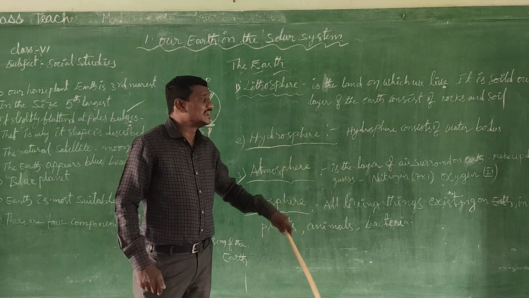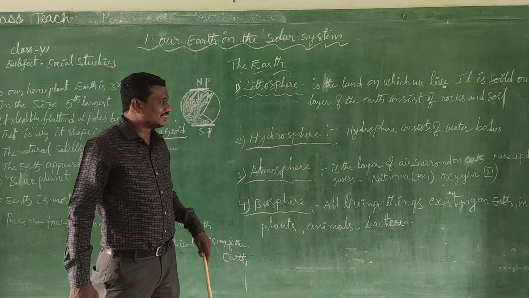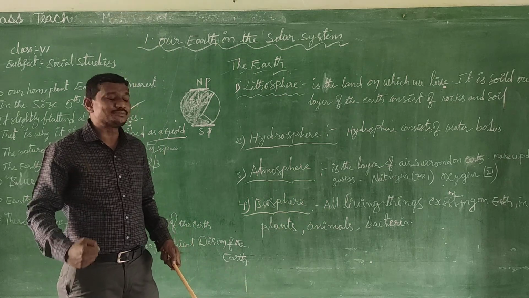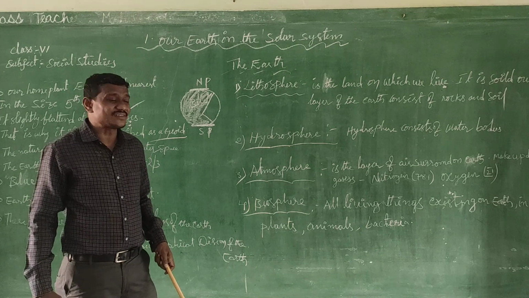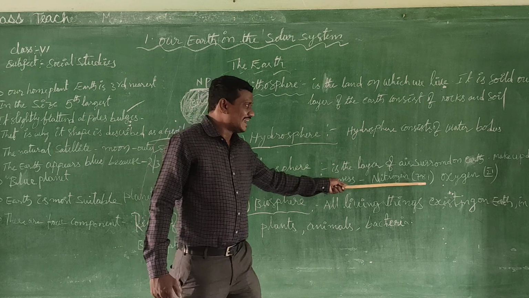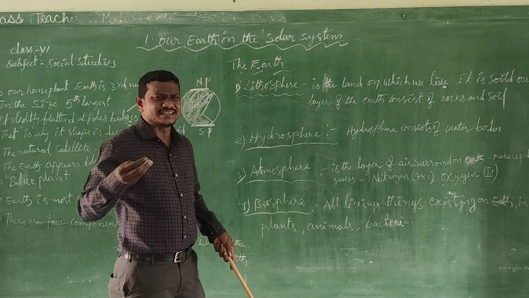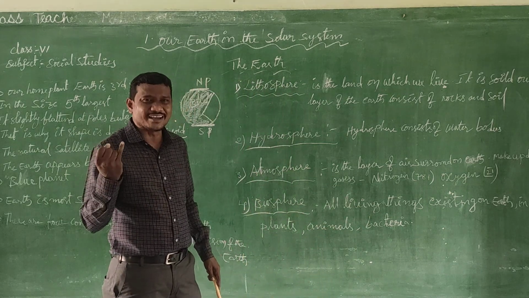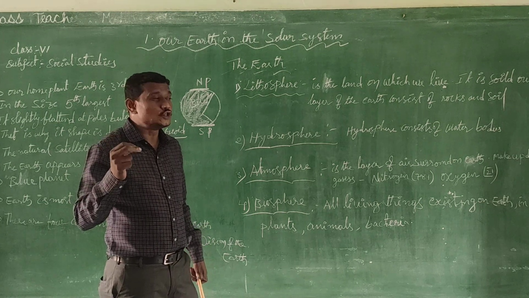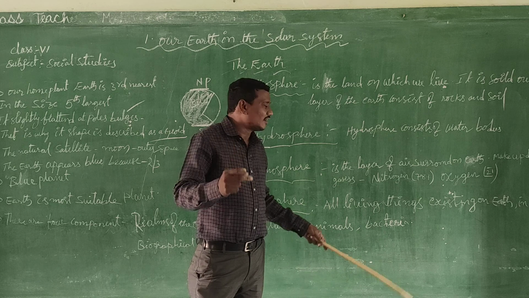And come to the atmosphere. Atmosphere is the layer surrounding the earth. The atmosphere is made up of different types of gases. What are the different types of gases? Nitrogen, it is 78% in the atmosphere. Oxygen, 21%. The remaining is a very small percentage of gases like carbon dioxide, argon, neon, helium and ozone.